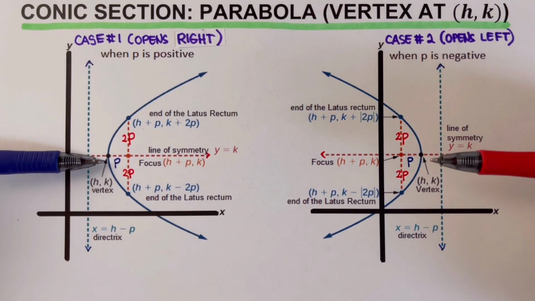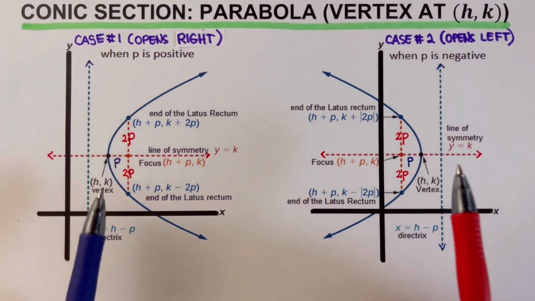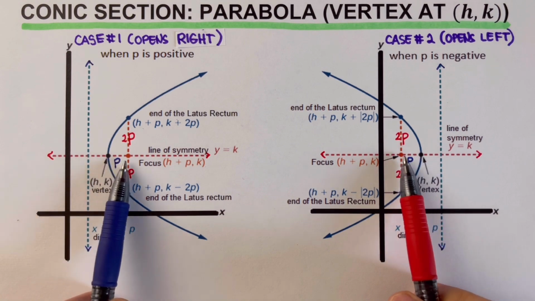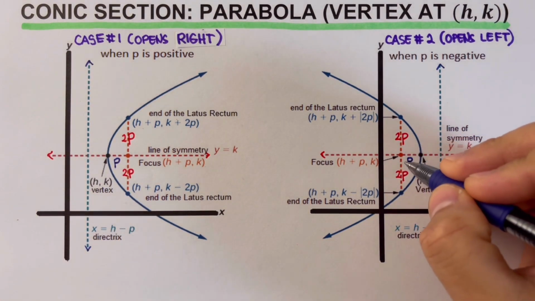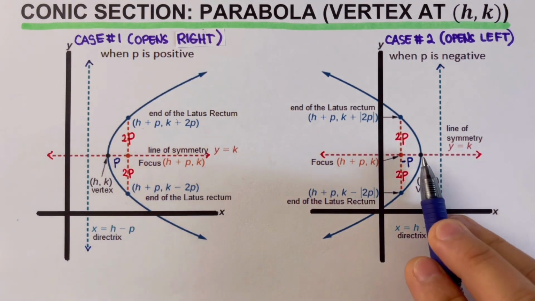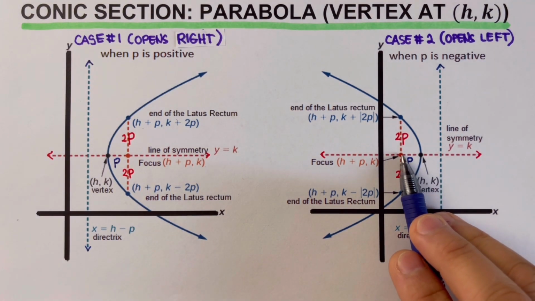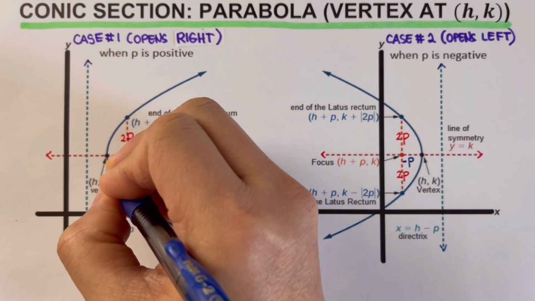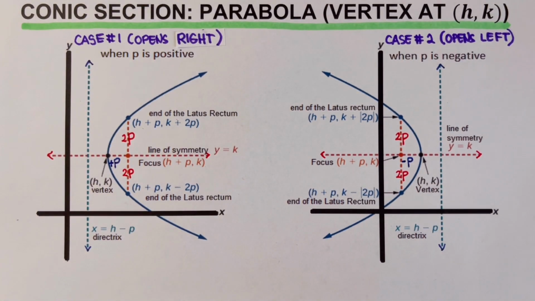We also remember that this value of p here, which is from the vertex to the focus, will be negative. The reason for that is because it's going to the left. While on the other one right here, the value of p is positive because it's going to the right.